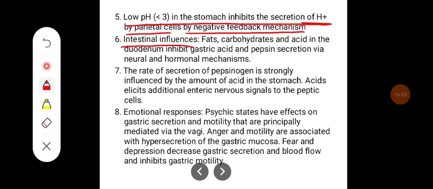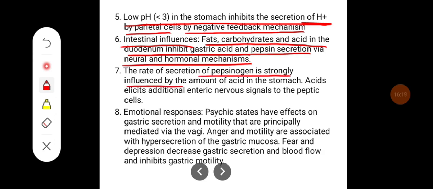The intestinal influences like fats, carbohydrates, and acid in the duodenum inhibit gastric acid and pepsin secretion via neural and hormonal mechanisms. The rate of secretion of pepsinogen is strongly influenced by the amount of acid in the stomach. Acid elicits additional enteric nervous signals to the peptic cells.